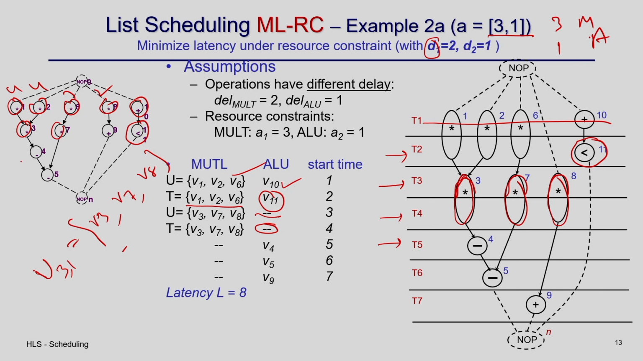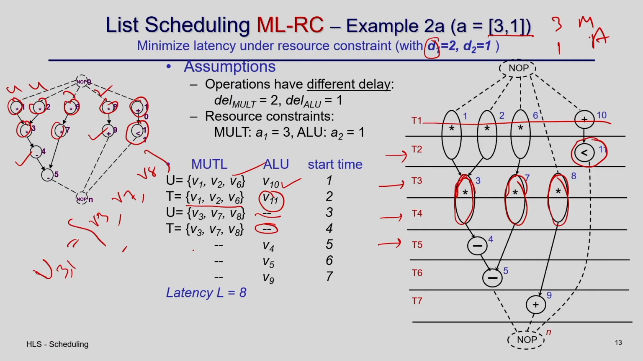Now these 2 ALU operations are there, but there is no multiplier operation left, so the multiplier will remain idle for the rest of the timestamps. Although there are 3 multipliers, they are used only till timestamp 4, because there are 6 multiplications and they are all completed by timestamp 4. So, for timestamps 5, 6 and 7, for the rest of the execution, the multipliers will remain idle.